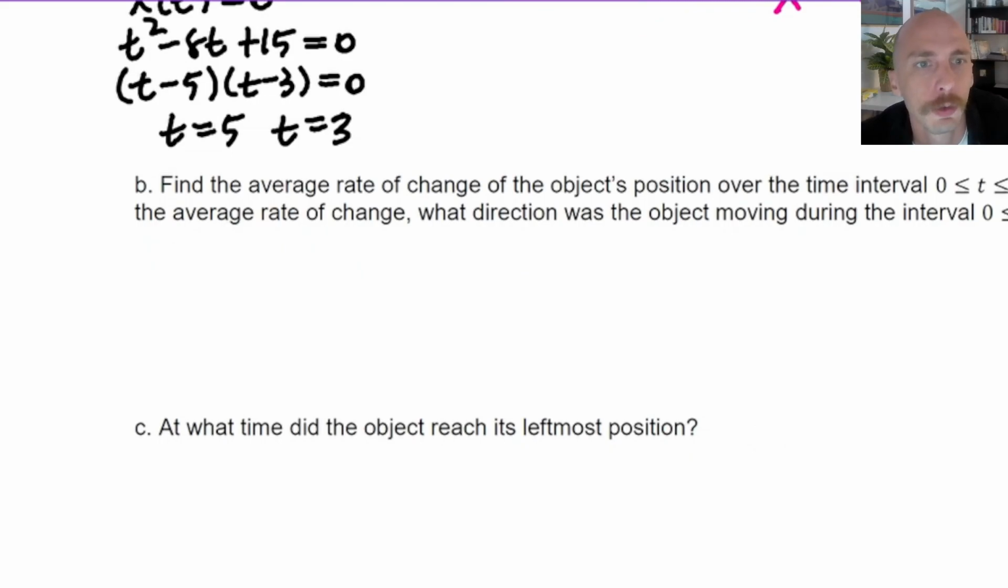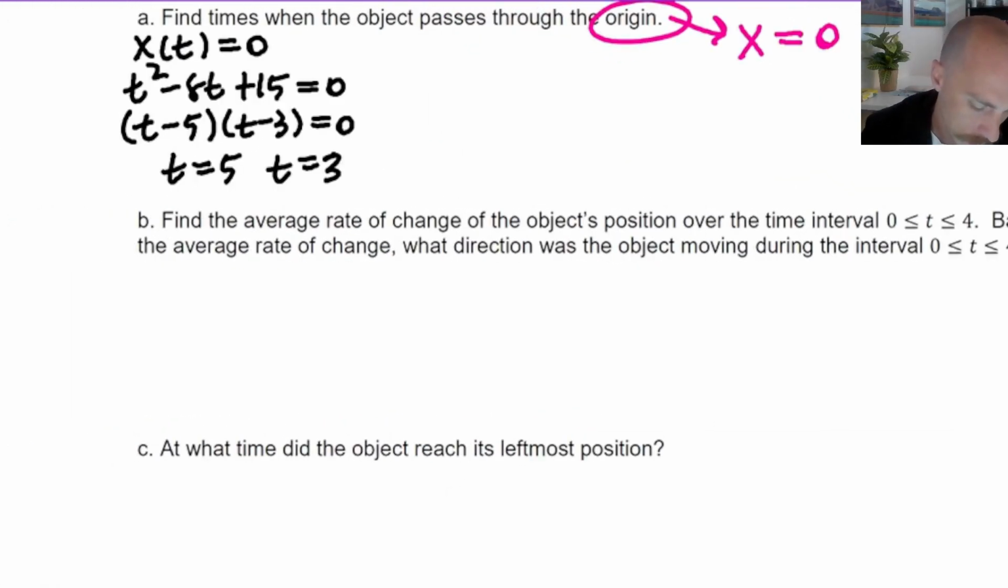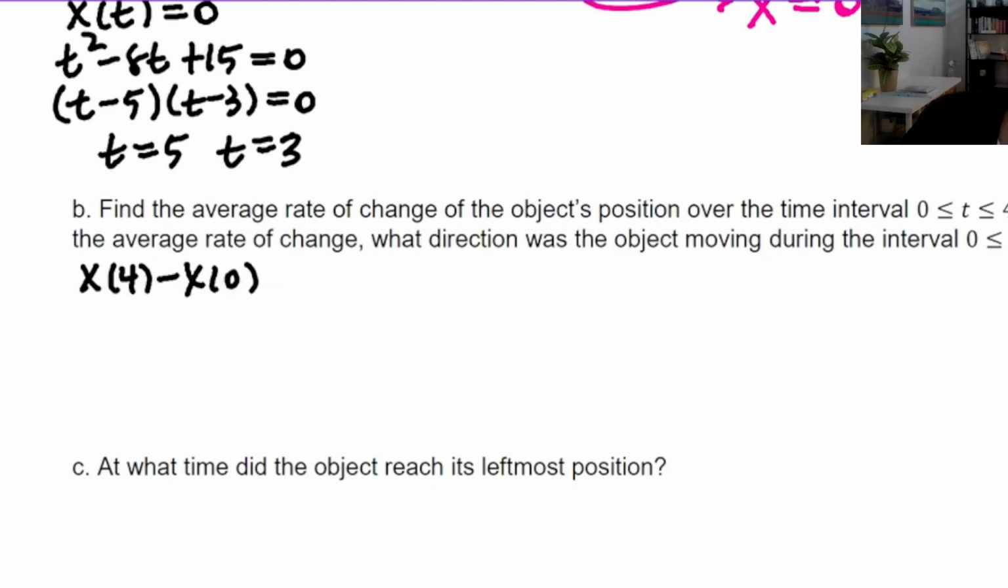All right, find the average rate of change of the object's position over the time interval 0 to 4. Based on the average rate of change, what direction was the object moving during the time interval 0 to 4? At least on average. So what we're going to do is say, okay, well, we can compute x of 4 minus x of 0 divided by 4 minus 0.